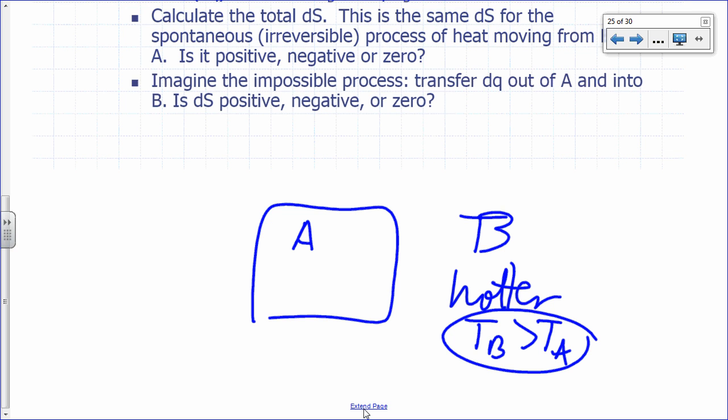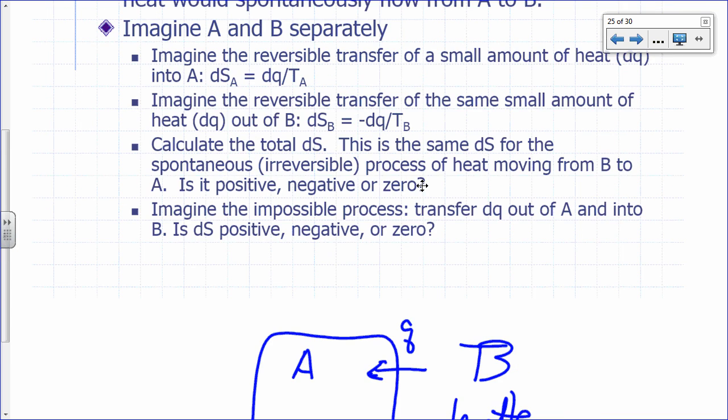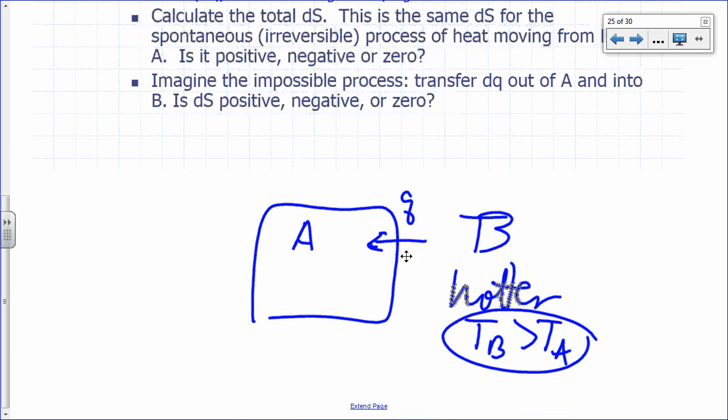What do we know about this? What do we know is the spontaneous process? The natural tendency is for what? Heat to flow from where to where? What's the direction of heat flow that we expect here? Based on our experience, heat's going to flow from hot to cold, right? So Q is going to flow that way. So let's calculate now delta S for A and delta S for B, assuming a small amount of change.